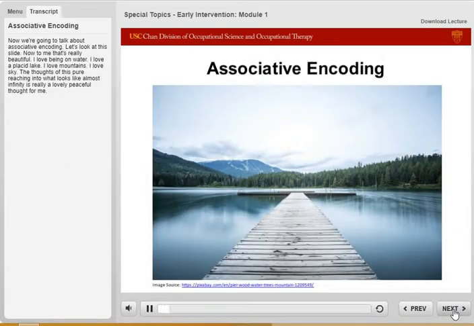Now we're going to talk about associative encoding. Look at this slide. Now, to me, that's really beautiful. I love being on water. I love a placid lake. I love mountains. I love sky. And the thoughts of this pier reaching into what looks like almost infinity is a really lovely, peaceful thought for me.